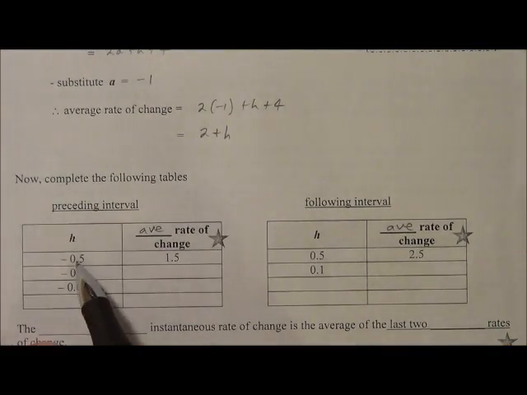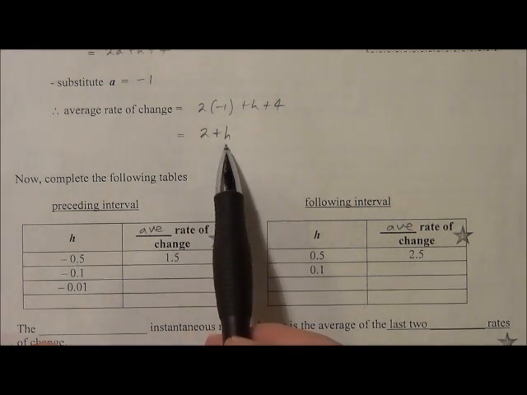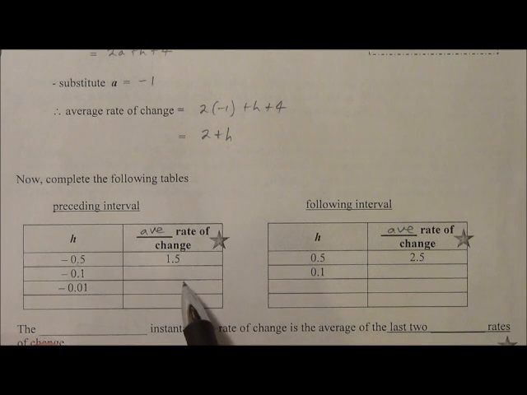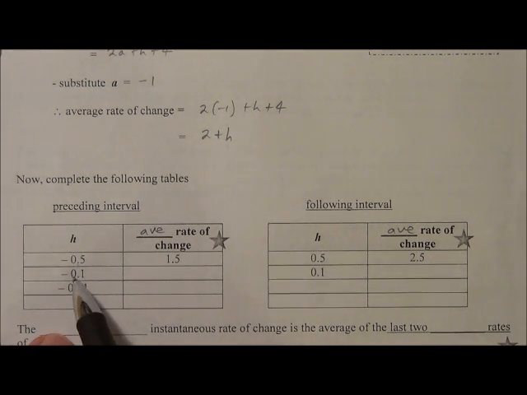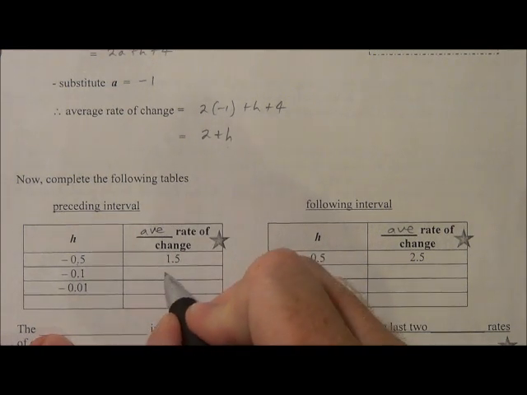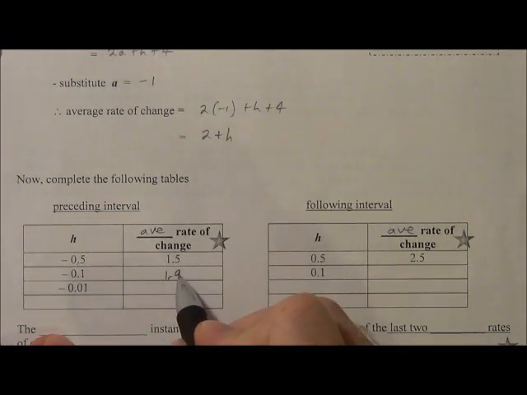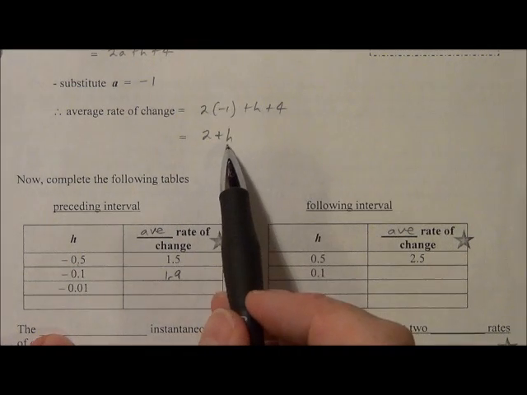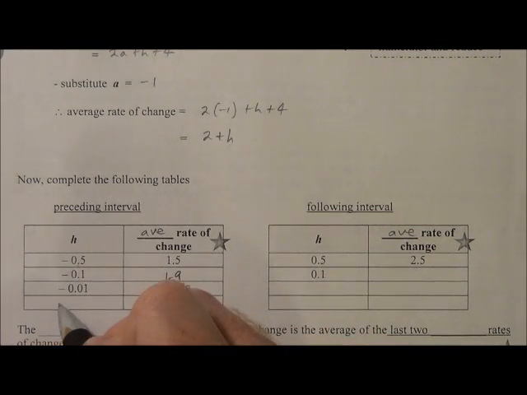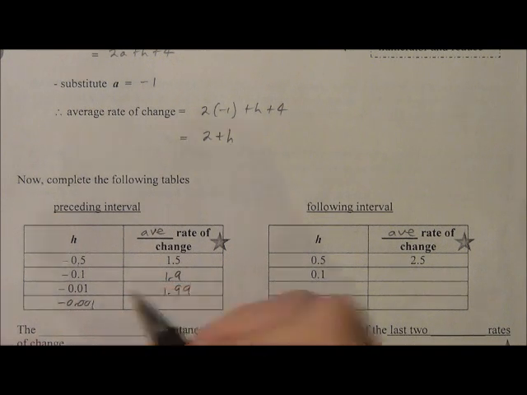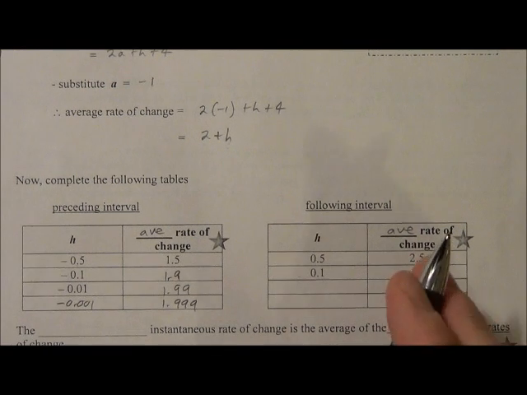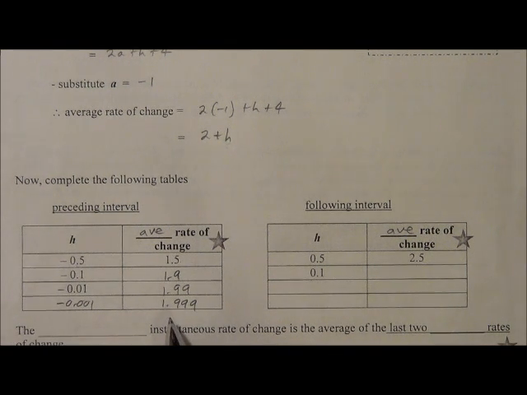So negative 0.5, or sorry, is h, and that plus 2 gives us 1.5. Then when we plug in negative 0.1 for h, we add that to 2, we get 1.9. Then when we plug in negative 0.01 for h, we add that to 2, we get 1.99. And guess what? We're going to go to 0.001 and get 1.999. That's the accuracy I would like you to go to, okay?